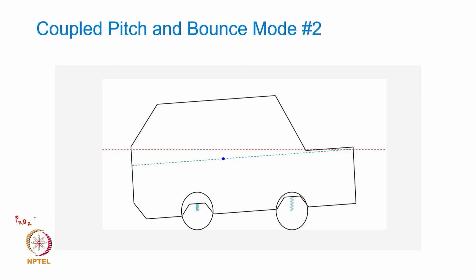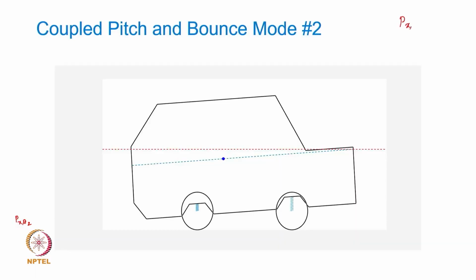When they get coupled because of an appropriate combination of K1, K2, L1 and L2, then the vibratory motion cannot be completely independent of bounce and pitch. I mean, the motion cannot be pure pitch and pure bounce. In that case, the natural vibratory motion will be coupled pitch and bounce. But obviously, it is a 2 degree of freedom system, so two natural frequencies should be there, right. So, here we will have P x theta 1 and P x theta 2 as the two coupled natural frequencies in the bounce and pitch mode.